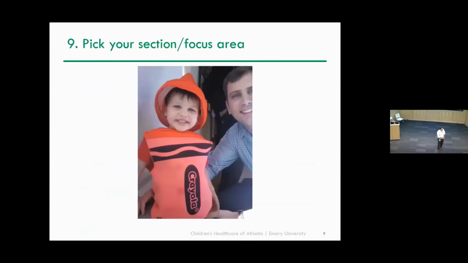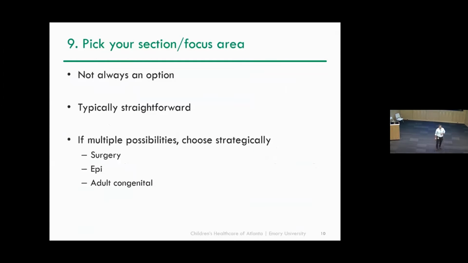All right. Pick your section and focus area. So this doesn't apply to every single conference. Some have it, some don't. Some you're just applying to your category. Boom. I say this because, for instance, I'm going to use the cardiology example again. American Heart Association has different sections that you could submit to. You can submit to electrophysiology. You can submit to congenital heart disease, which is what most of the pediatric ones go to.